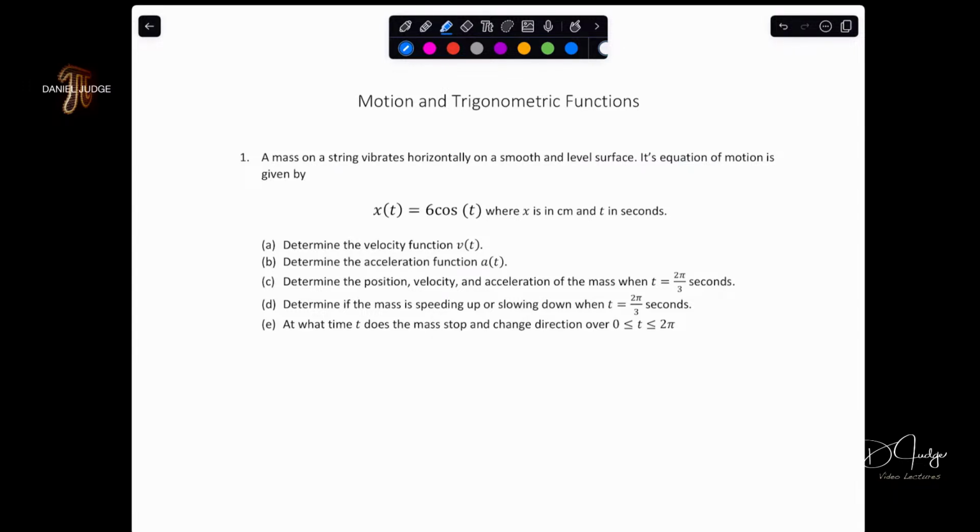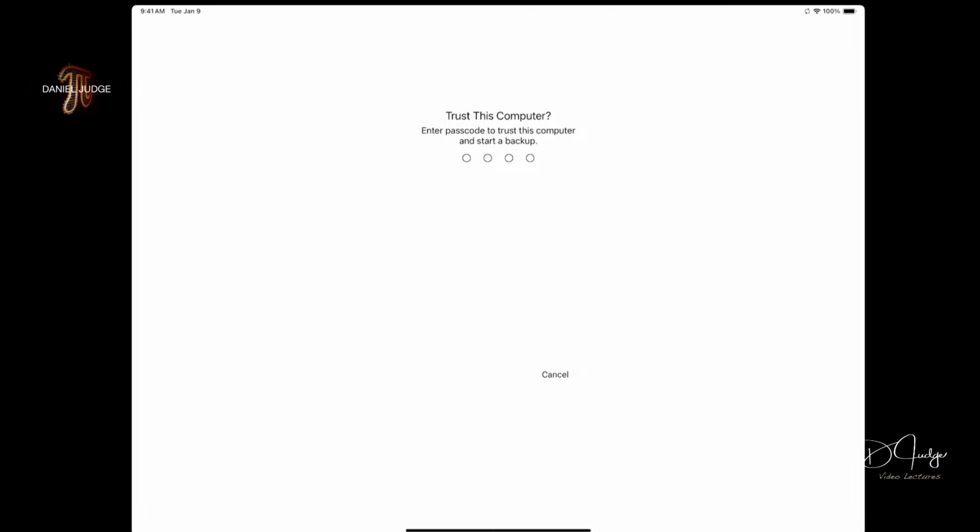Okay, ladies and gentlemen, I'm going to go over some motion questions with trig functions. And what you're going to see here is the first, I should say, kind of bread and butter mass on a string that vibrates horizontally.